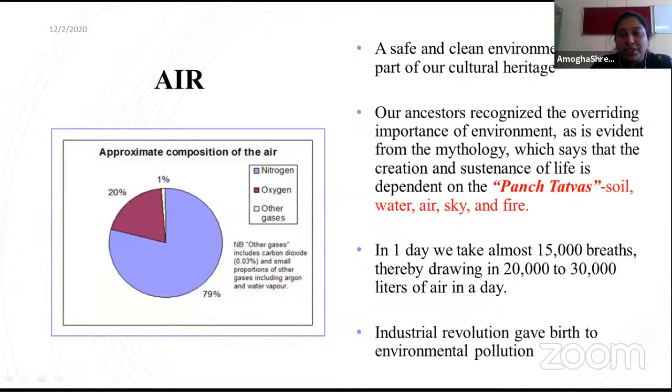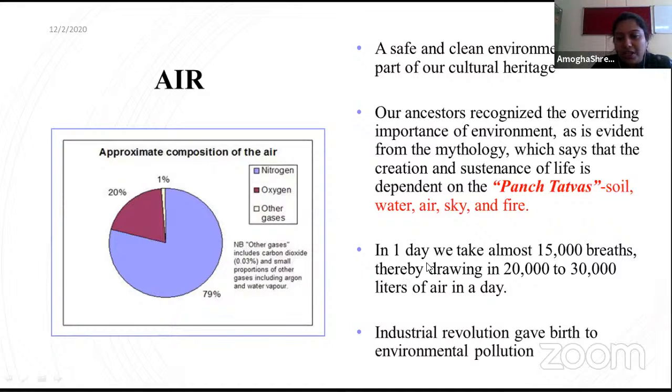As we know, a safe and clean environment has been a part of our heritage, and our ancestors recognized the overriding importance of the environment, as is evident from the mythology, which says that the creation and sustenance of life is dependent on the Panchatatvas, that is, soil, water, air, sky, and fire. If you see the composition of air, the external air has approximately 79% nitrogen, 20% oxygen, and 1% other gases. This 1% includes carbon dioxide, argon, neon, helium, etc. And it also has water vapors and traces of ammonia.